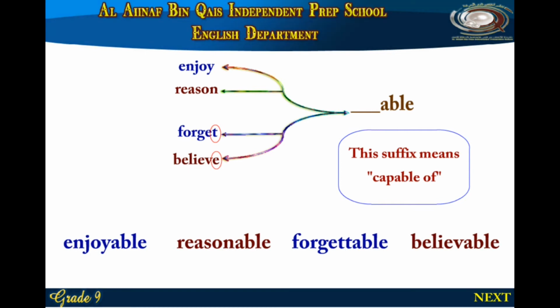As you see here, we have, yes, what are these? They are double T. But here only one T. Why? Because here we have E and here we have A, so we must double the T. That's right. And the word believe ends with E and will start with A, so we will remove the E.